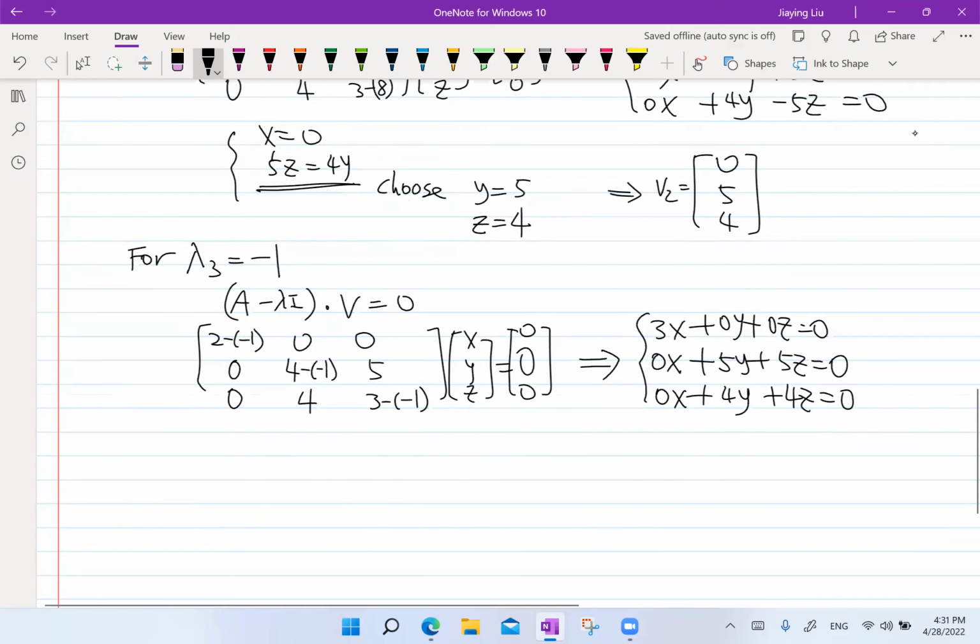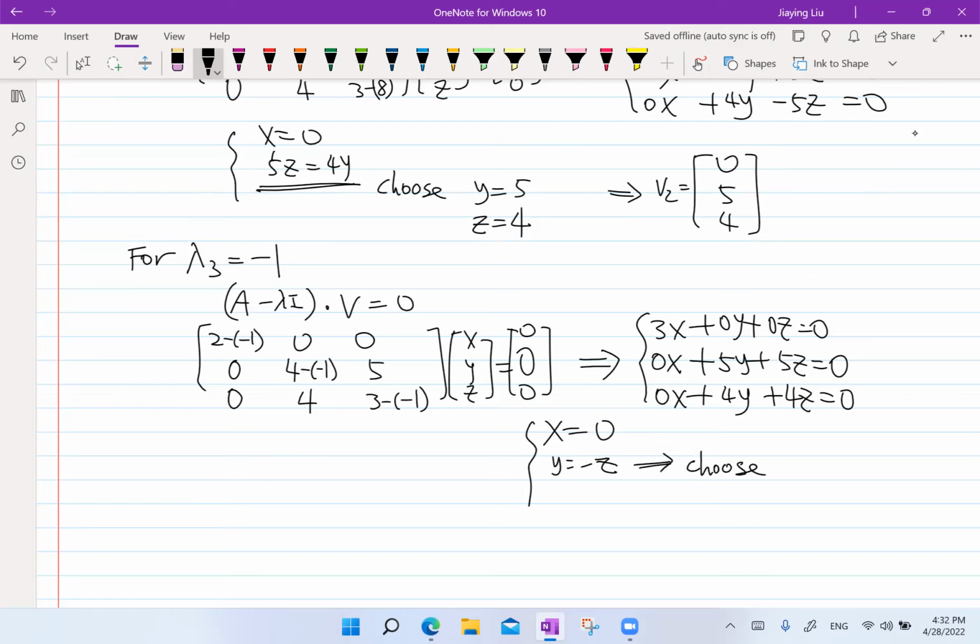And we can solve for x, y, and z from here. It turns out that x has to be 0 again, because we get 3x equals 0. And then we have 5y plus 5z equals 0, so we get y plus z equals 0, so y equals -z. And the same thing from the last one. That means we can choose either z equals 1 or y equals 1. It doesn't matter. Or it could be anything else, right? So I'm going to choose y equals 1. Therefore, z will be -1. So here we have a vector v3, which is going to be (0, 1, -1).